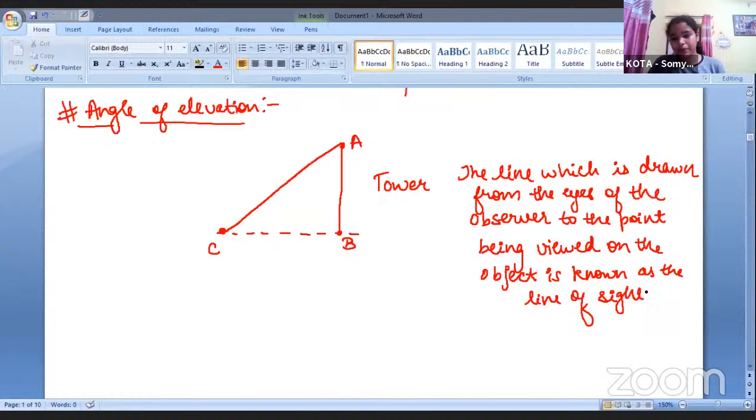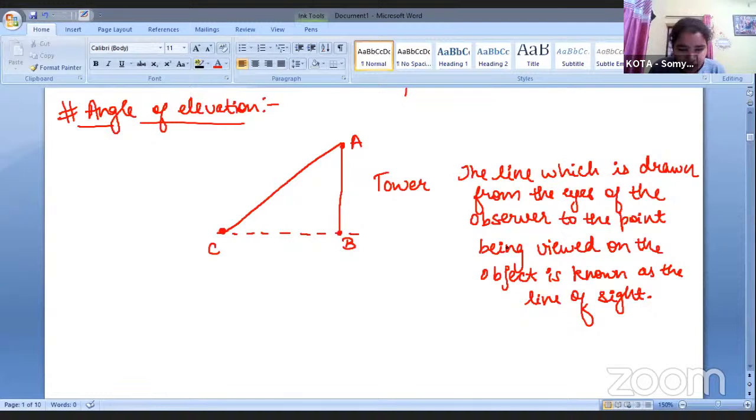Just take this example: this laptop is the object. I am not viewing the whole laptop at once. I'm just looking at the point where I'm writing. So the point where the observer is observing that particular object is important. For example, in this case, the tower is not important. It's the topmost point of the tower that is important. Okay.